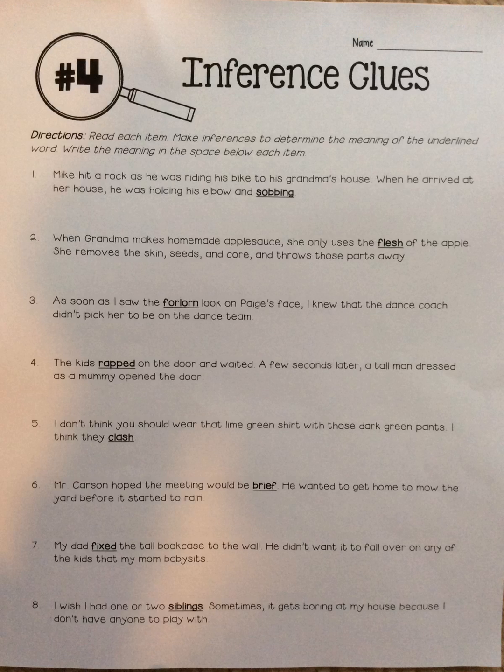All right, number 1. Mike hit a rock as he was riding his bike to his grandma's house. When he arrived at her house, he was holding his elbow and sobbing. All right, so I can infer from number 1 that Mike hurt himself, okay? So he hit the rock, so I know he must have fallen over on his bike, and he was holding his elbow, and he must be holding it because he hurt himself, and he's sobbing.